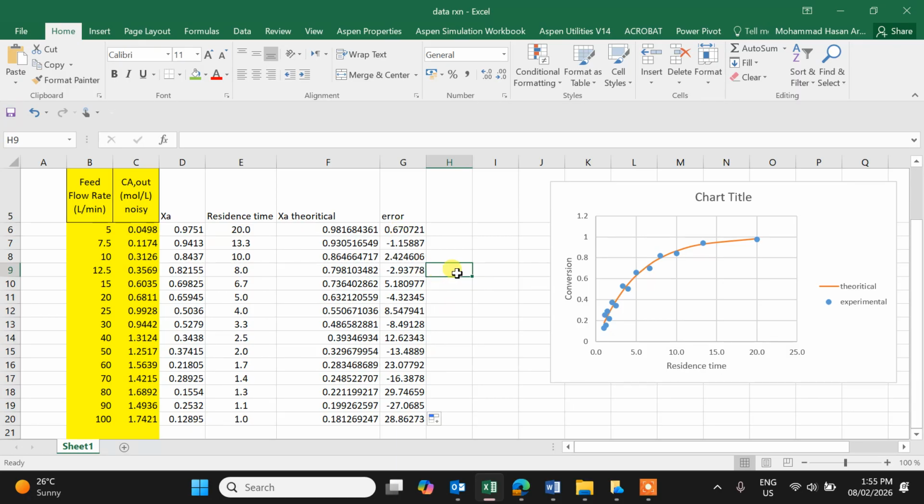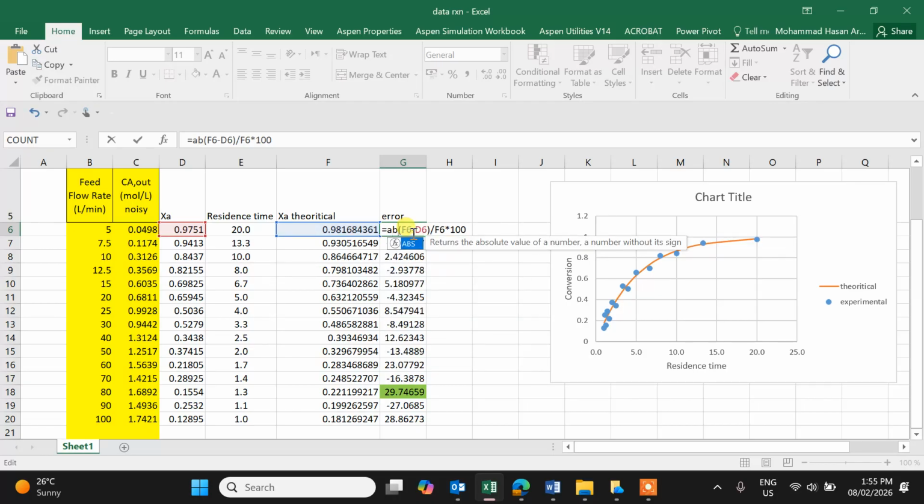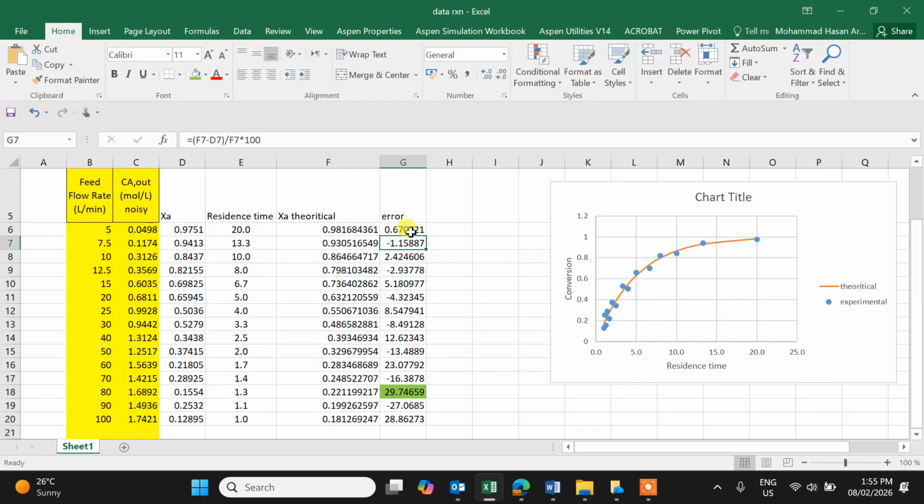So what you can do, you can include the worst scenario and say that my maximum error is 29%. Okay, so one scenario doesn't mean that it is really bad. This is experimental data. So we can represent it in a better way by adding the average error.